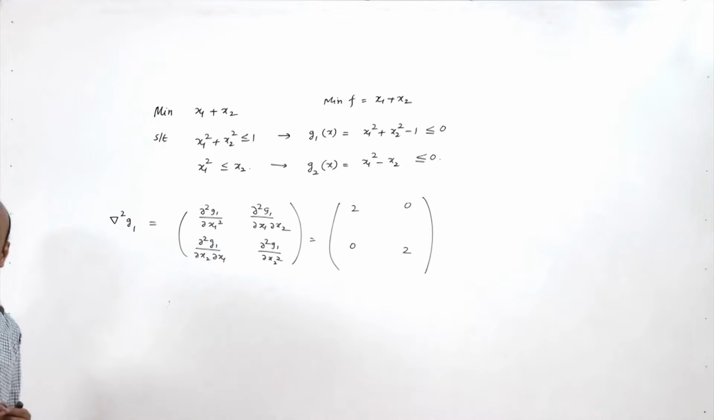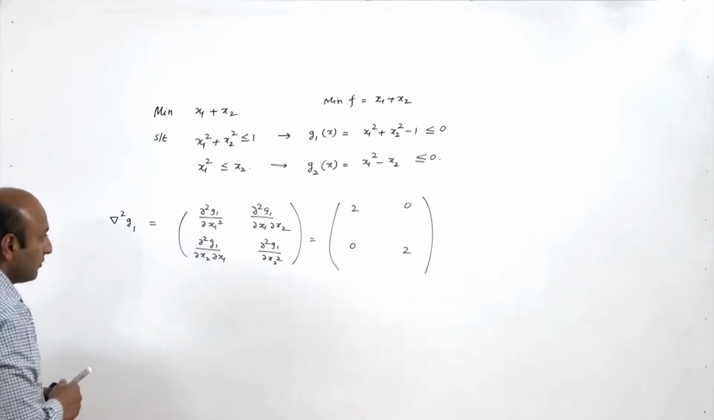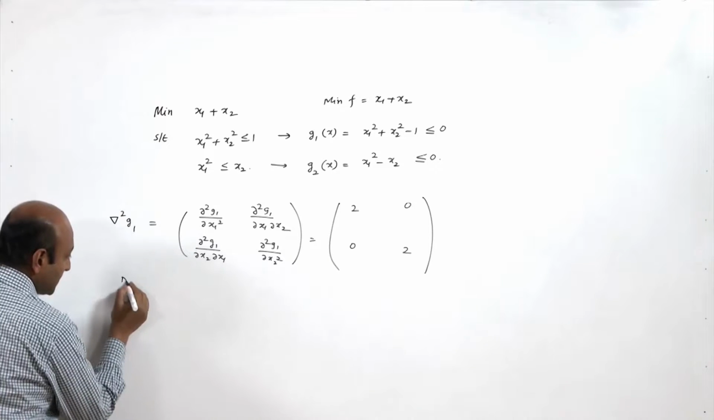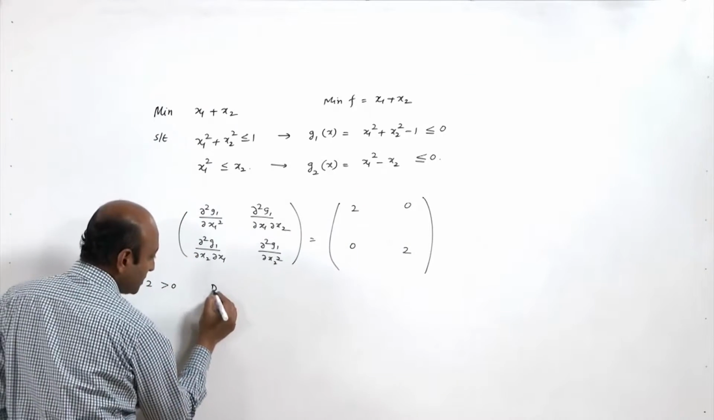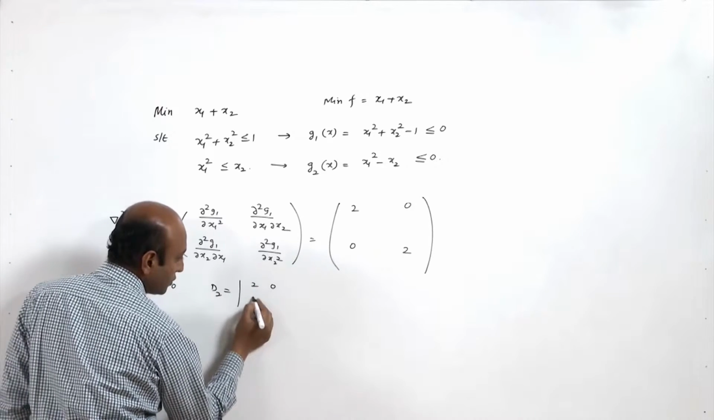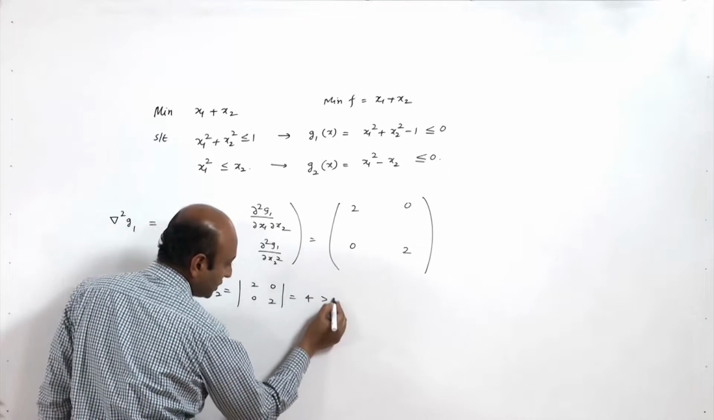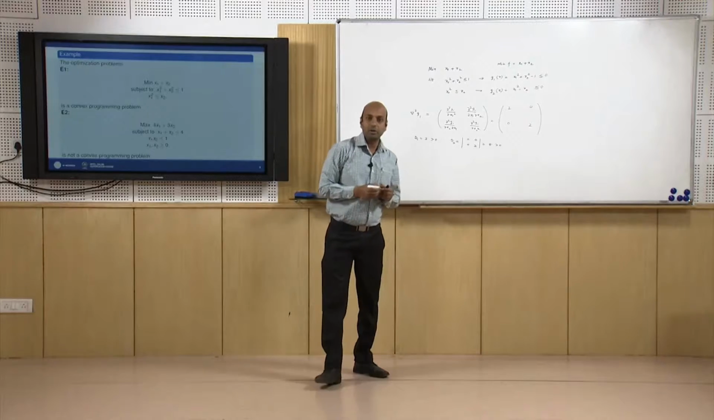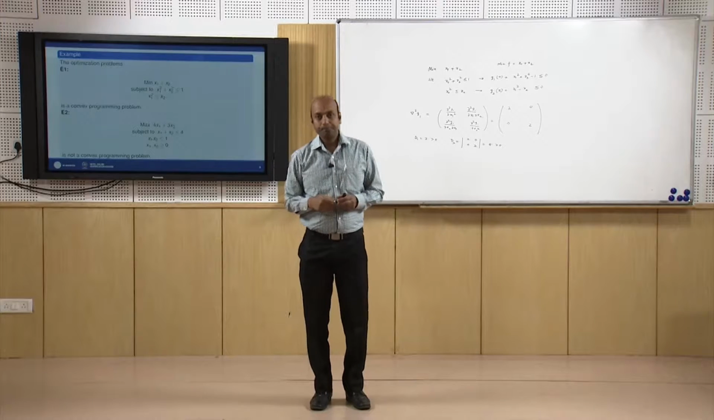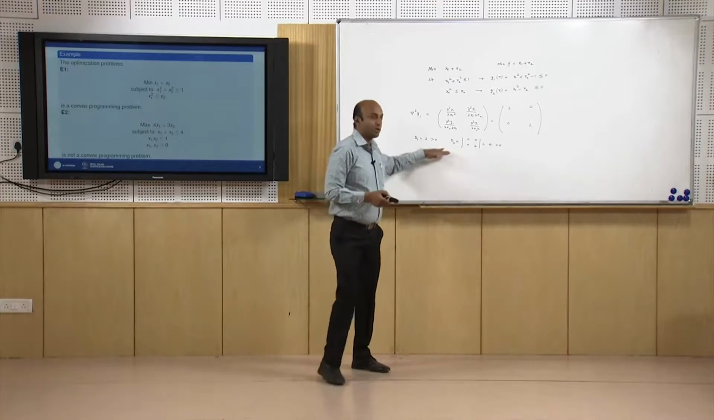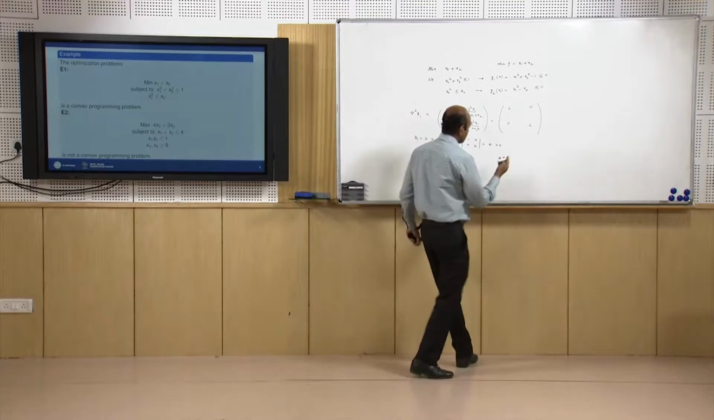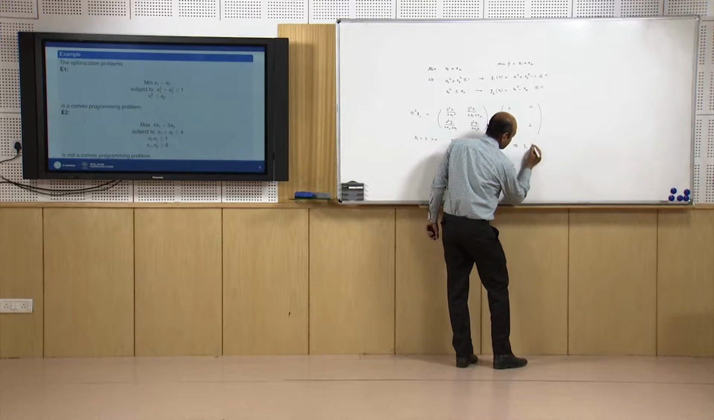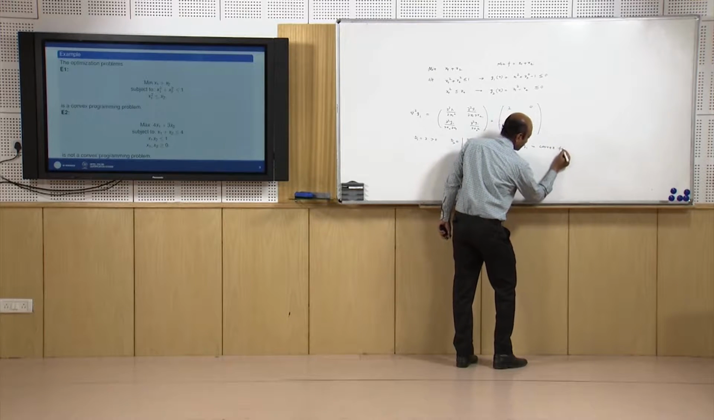Now, to see whether it is a convex function or not, we take leading principal minors. We use that test. So, what is D1? D1 is 2, which is greater than 0, and D2 is the determinant of 2 0 0 2, which is 4, again greater than 0. Since D1 and D2 both are greater than 0, this means the Hessian matrix is positive definite, and this means the function is convex. So, this implies G1 is a convex function.